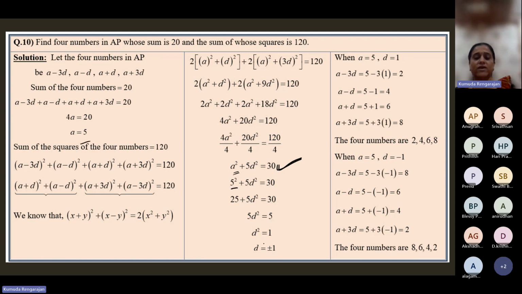So when you work this, you get the values for d. D is plus or minus 1. So now you know a is 5, but d is plus 1 or minus 1. So when a is 5 and d is plus 1, and when a is 5 and d is minus 1, find the numbers a minus 3d, a minus d, a plus d, and a plus 3d. Here also, find the four numbers. So you'll get the same numbers forwards and backwards, like 2468, 8642. The numbers are the same, 2468 or 8642.